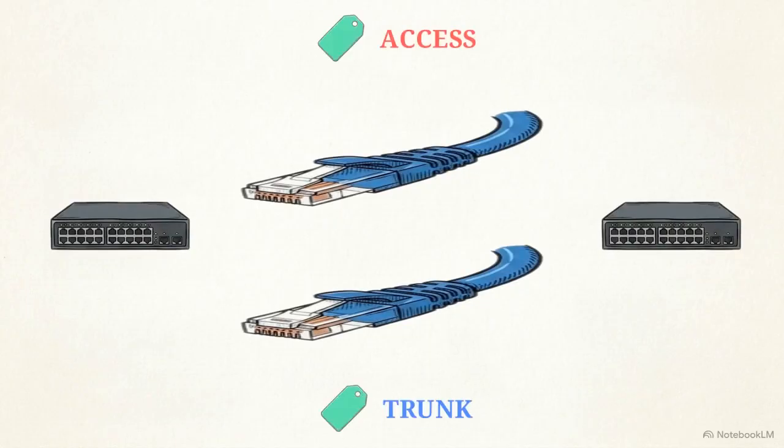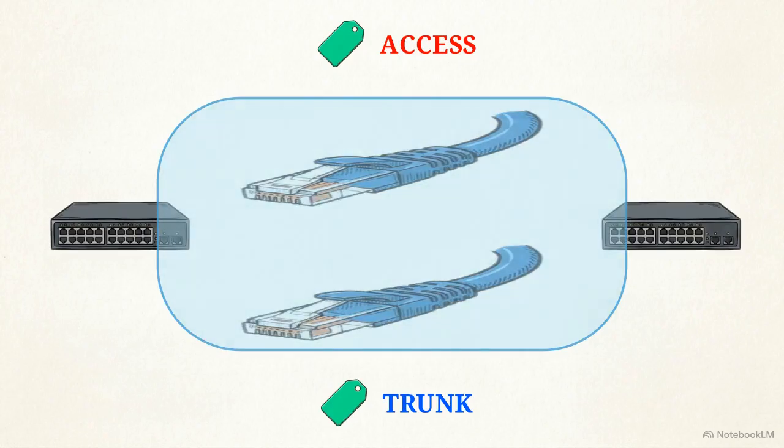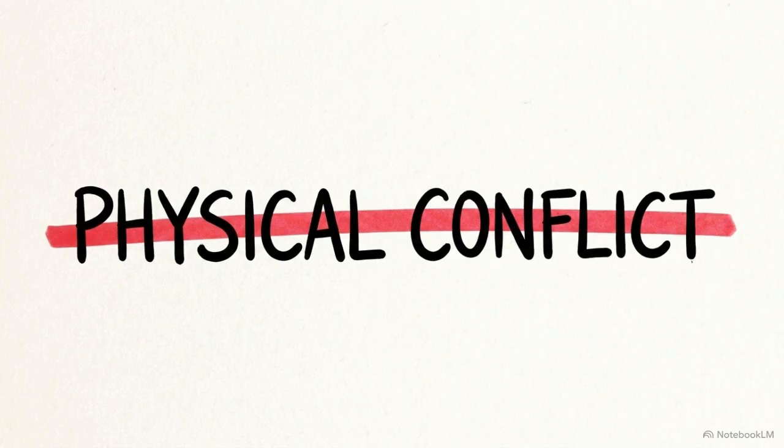If you attempt to bundle an access port with a trunk port, or if you allow different VLANs on different links, the protocol will refuse to form the channel. The entire logical link will fail. You cannot engineer a unified logical connection on top of mismatched physical hardware.